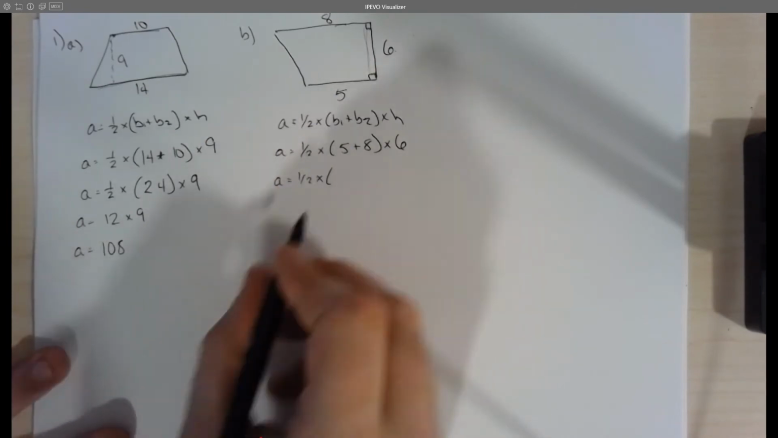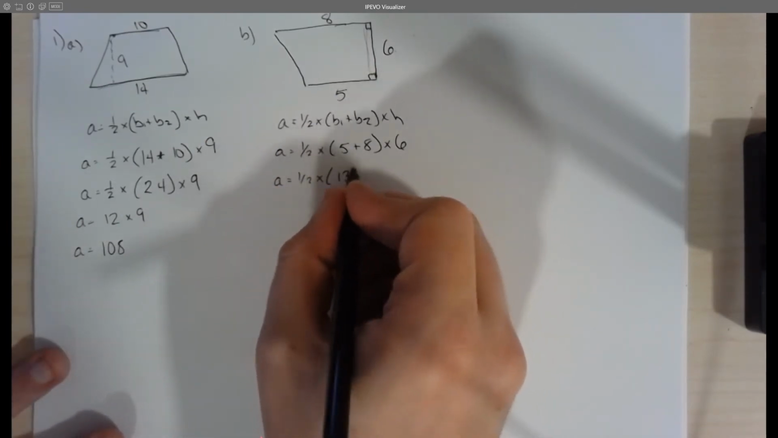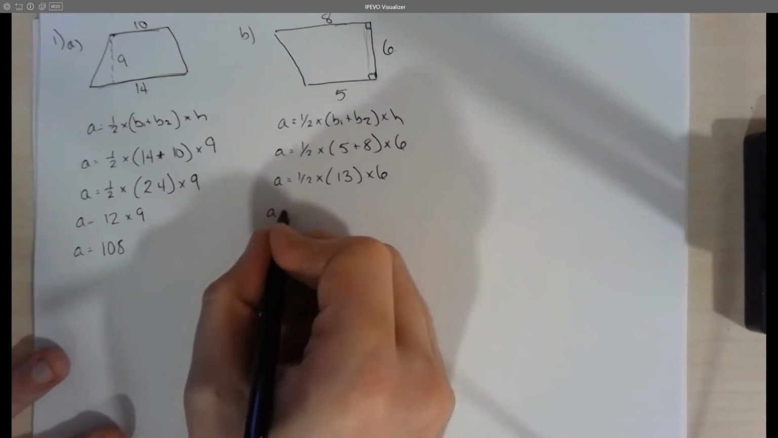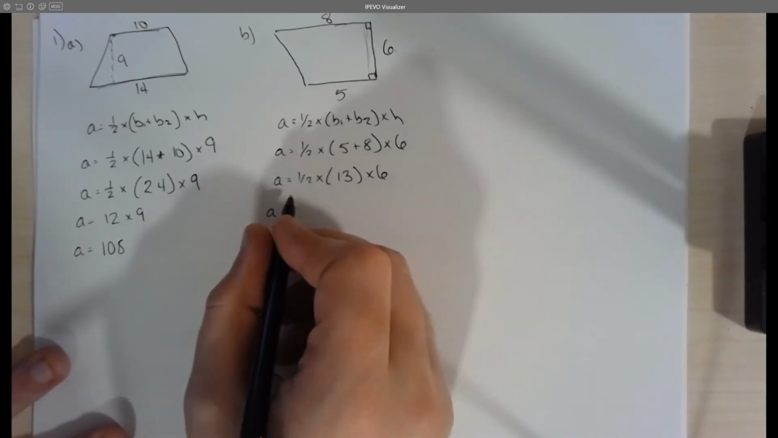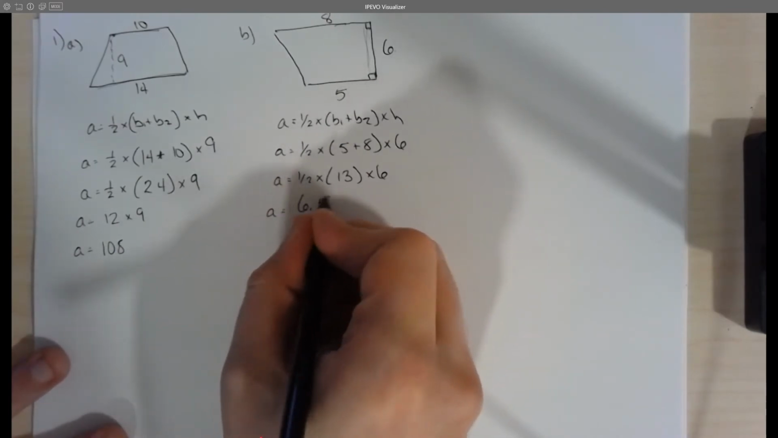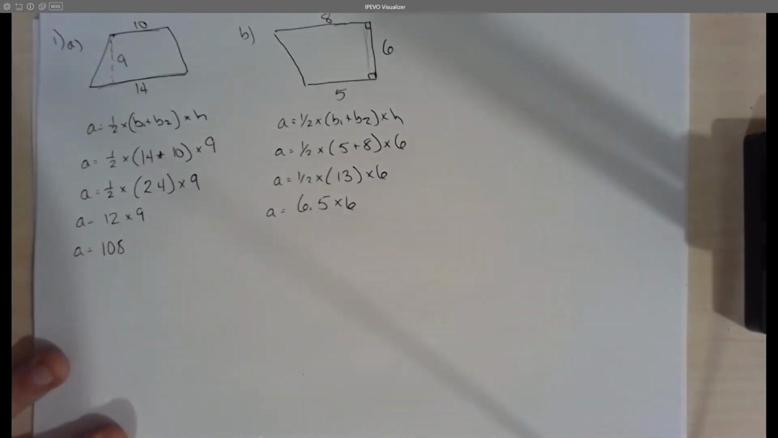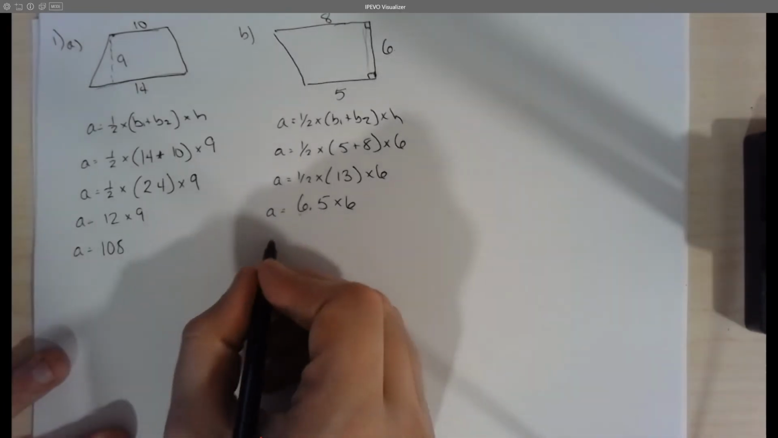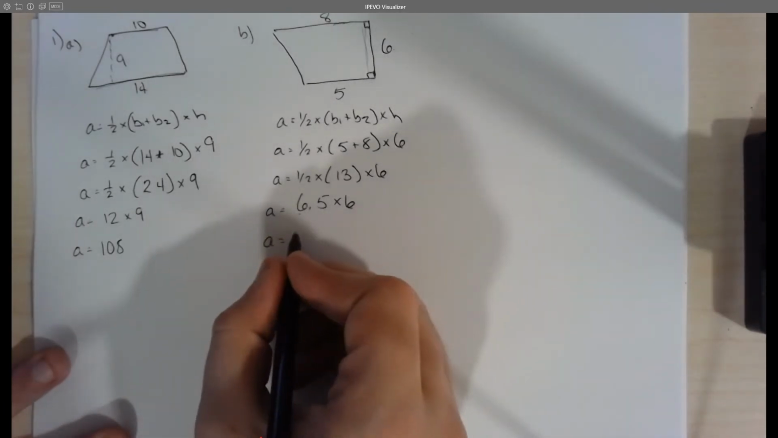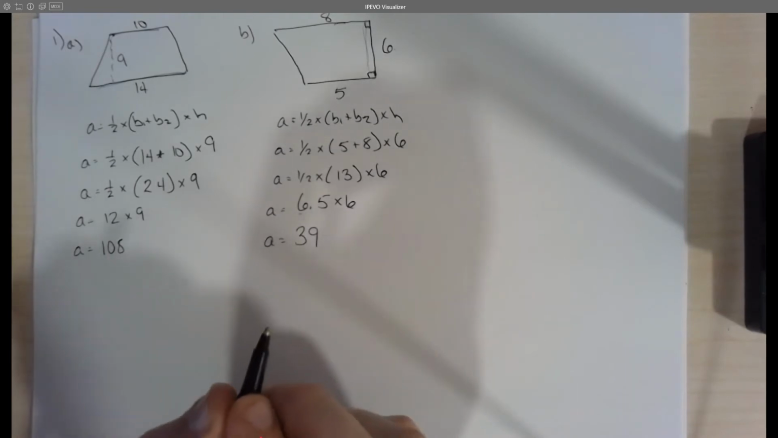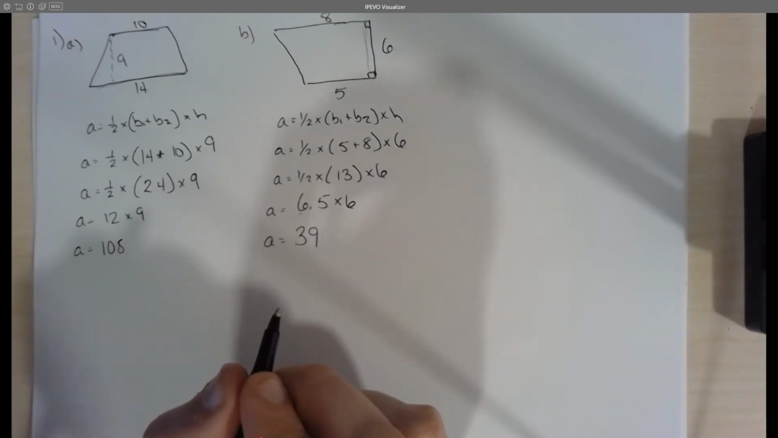So 5 plus 8 is going to give us 13. 1/2 of 13 is going to be 6.5 times 6. So we're going to end up with a decimal here, but not necessarily in our answer. 6.5 times 6 is going to give us a final area of 39.